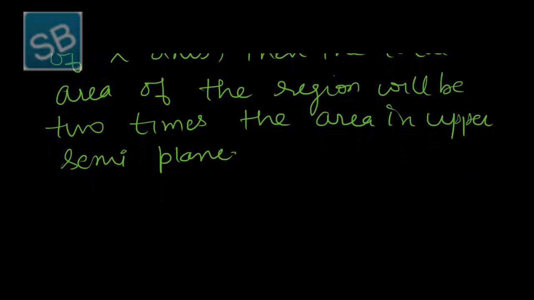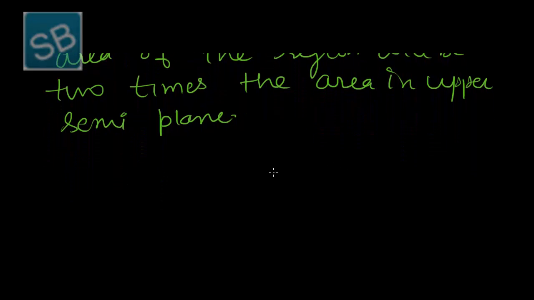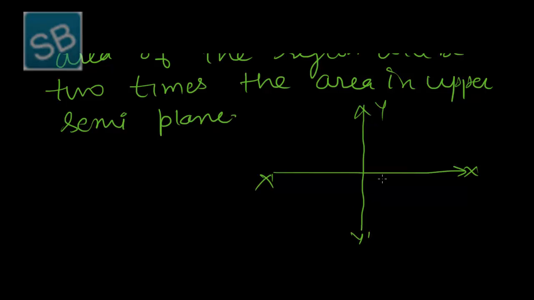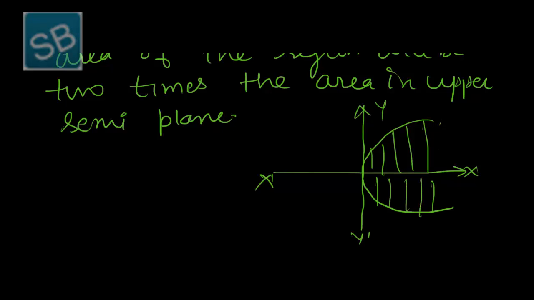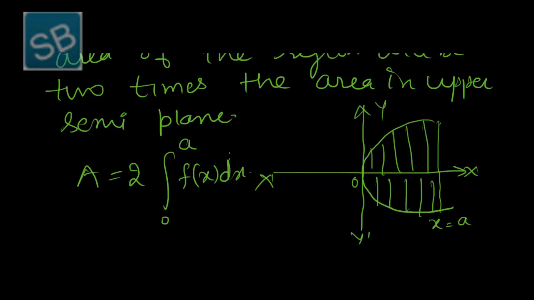That is, if we consider this is the x-axis, this is the y-axis. As we said earlier, one part is in the upper plane of the x-axis and the other part is in the lower plane of the x-axis, and this is x equal to a and this is 0, then the area is equal to 2 times the integral from 0 to a of f of x dx. That is, the curve is symmetric about the x-axis.